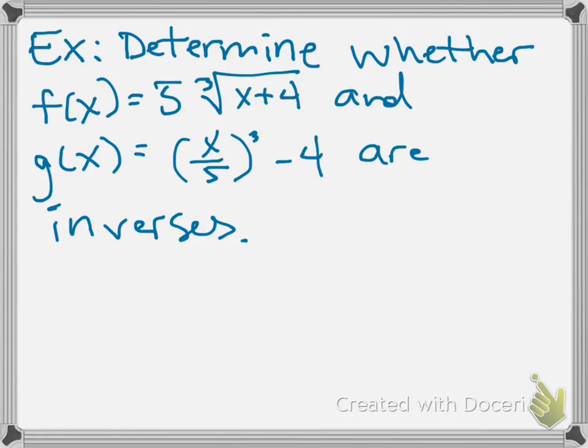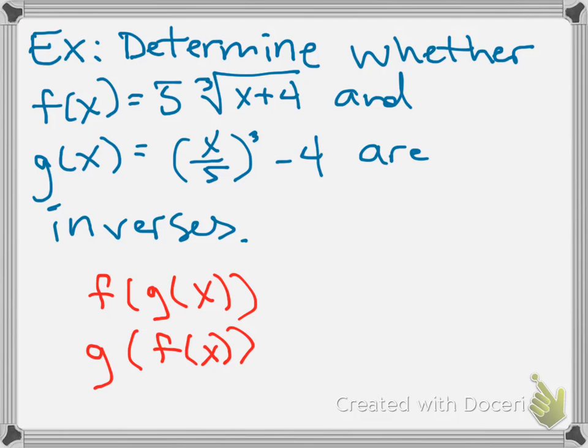So that means we need to evaluate two different compositions. We need to evaluate f of g of x, and we also need to evaluate g of f of x. Our two functions, f and g, are inverses only if, when we evaluate the two compositions, we get x out in the end. So that's what we're going to do on the next slide. Let's do f of g of x first.